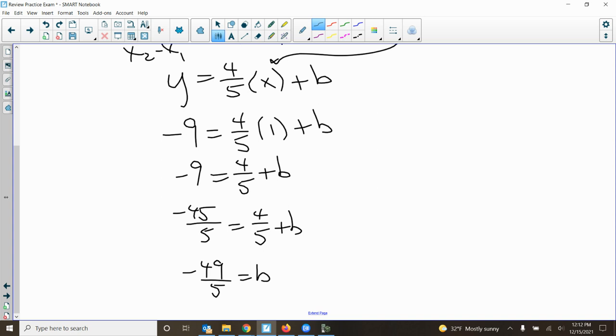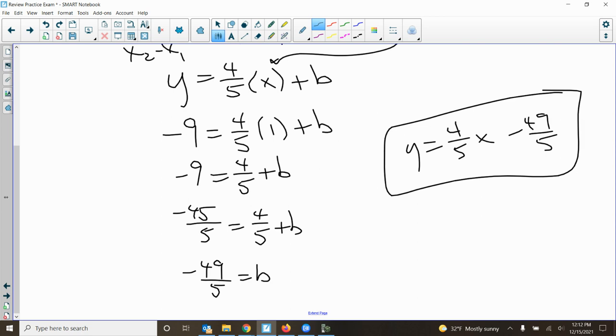Okay. Then I'm going to subtract 4/5. So I make 9 into 45/5. If you were to not do it, would you still get the right answer? Like you get a decimal approximation or something, I guess. Okay. So my final equation would be y equals 4/5 x minus 49/5. So 4/5 slope, y-intercept of negative 49/5.